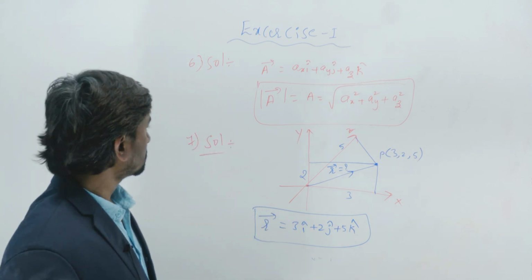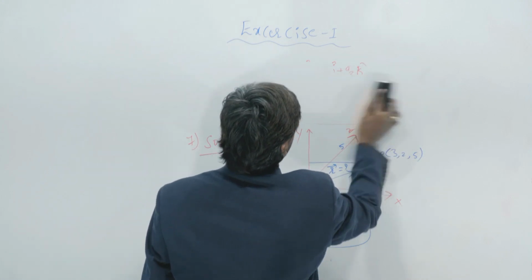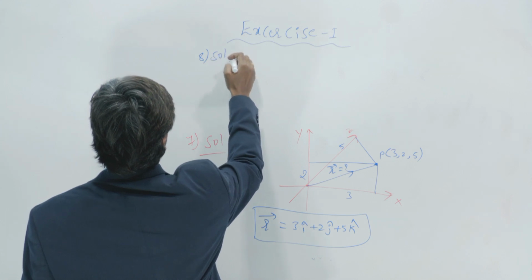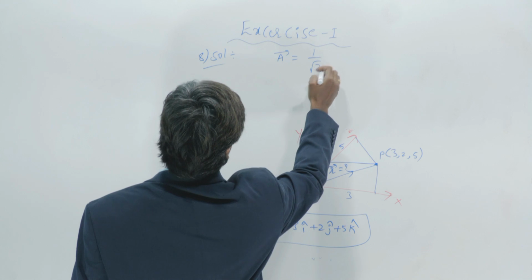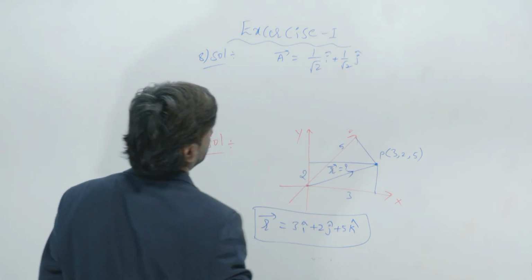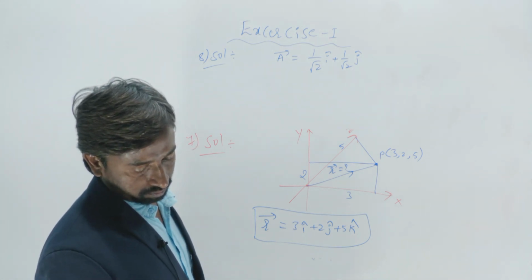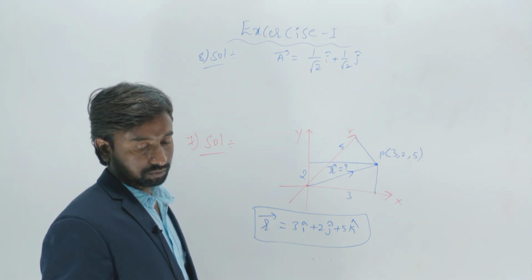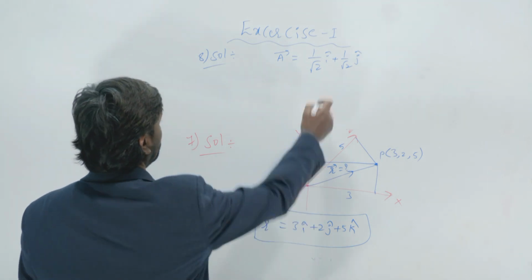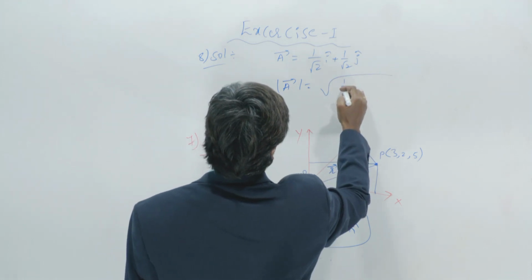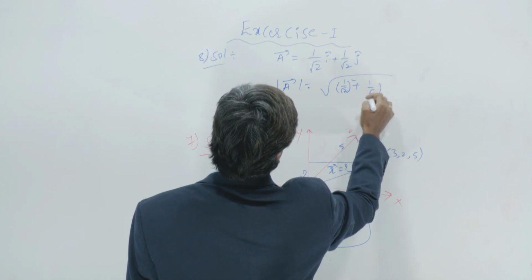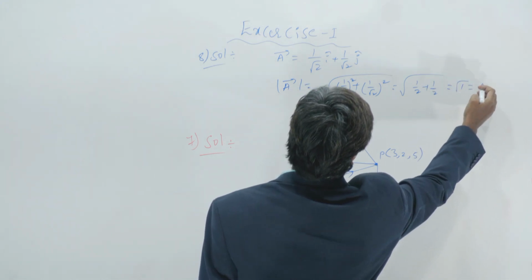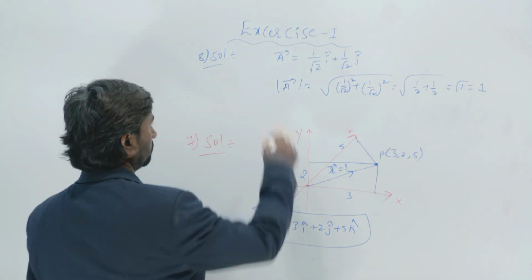The eighth one is given here. A vector is given: let us consider A bar is equal to 1 by root 2 i cap plus 1 by root 2 j cap. What is that vector? The vector which makes 45 degrees with the x-axis. This is a unit vector, no? If you find the magnitude of this vector, we get 1 by root 2 whole square plus 1 by root 2 whole square, which is 1 by 2 plus 1 by 2, which is nothing but 1. So magnitude is equal to 1. If magnitude is equal to 1, we can say it is a unit vector.